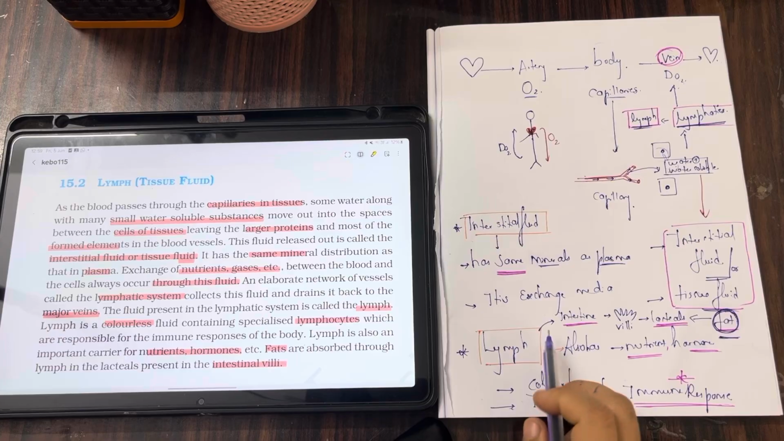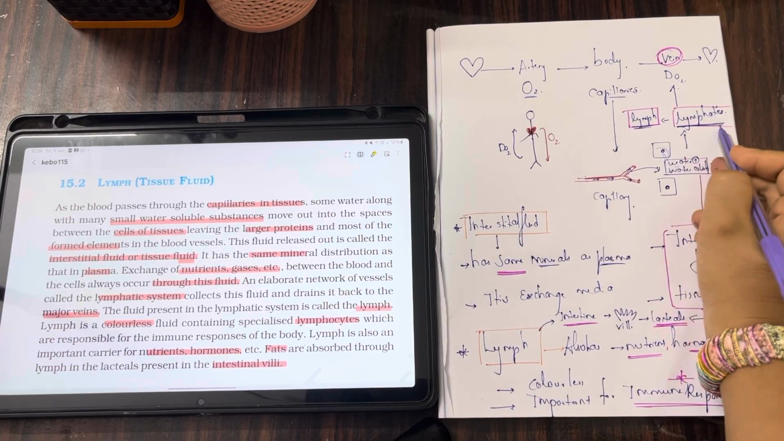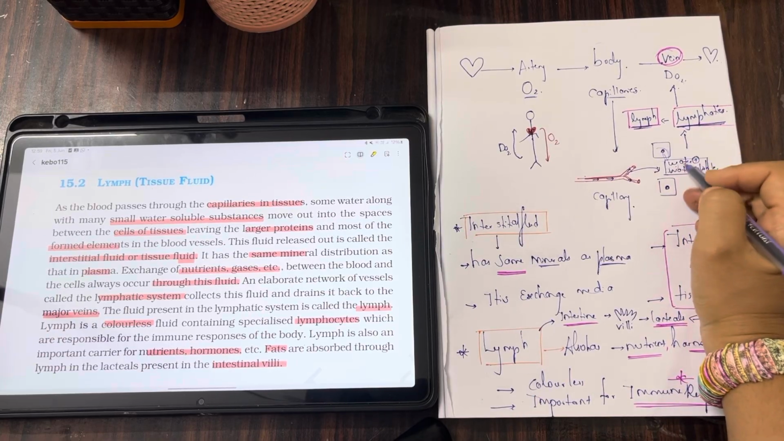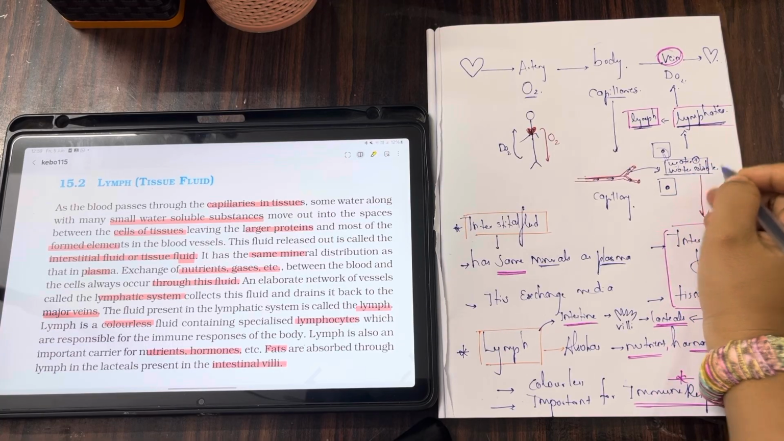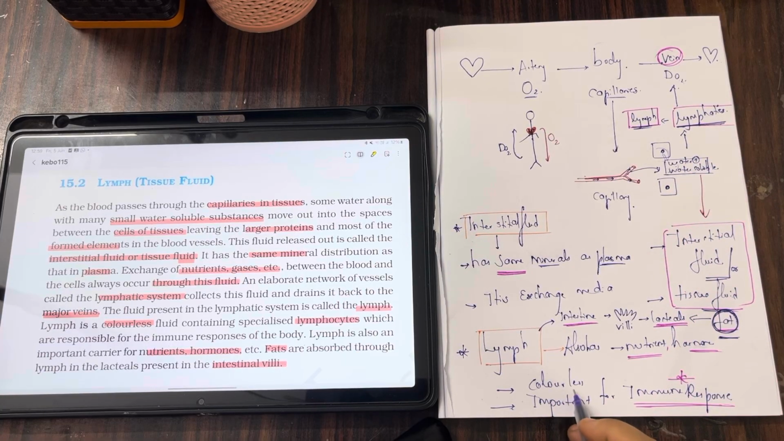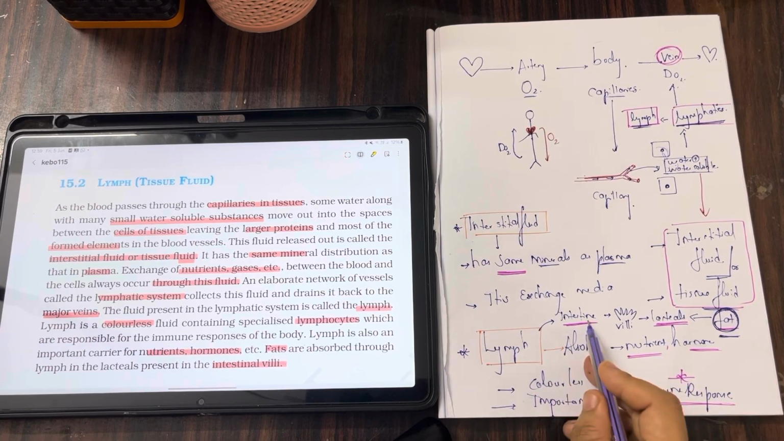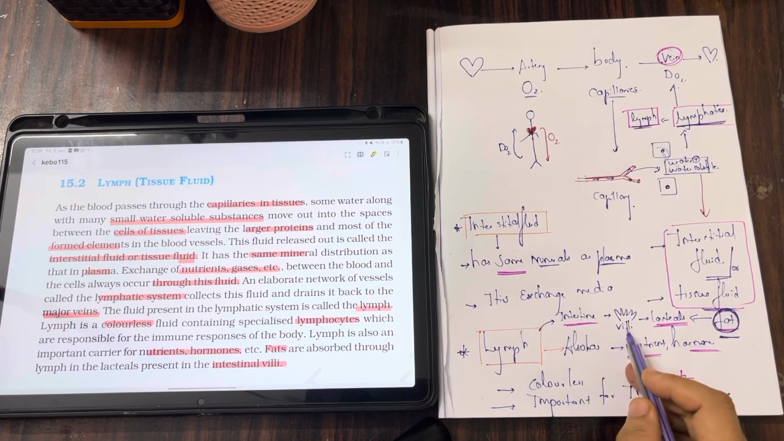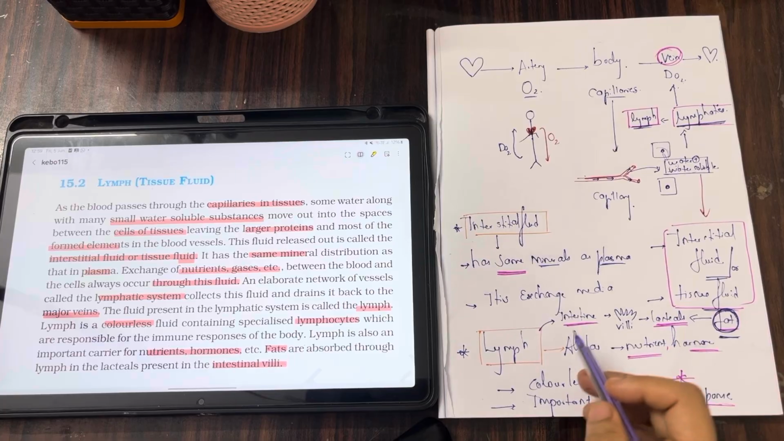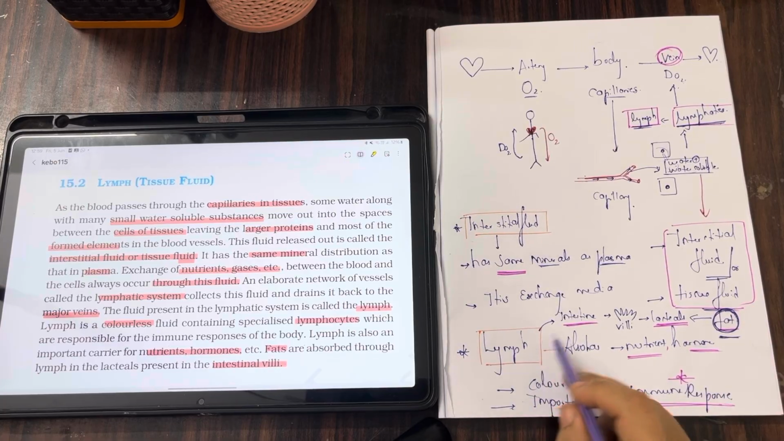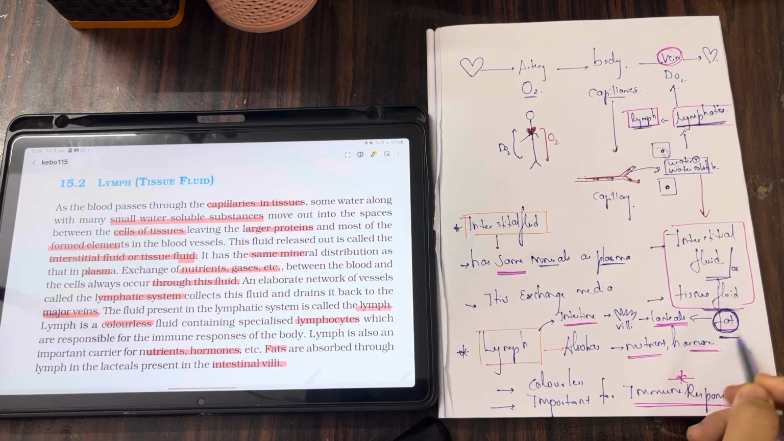Lymph is nothing but the fluid present in the lymphatics, that is from this potential space containing water and water soluble substances. This lymph is colorless and important for immune response. It also contains nutrients and hormones. And in the intestine you have intestinal villi. It also contains lacteals, that is nothing but lymph vessels, from which fat is absorbed in the intestine.